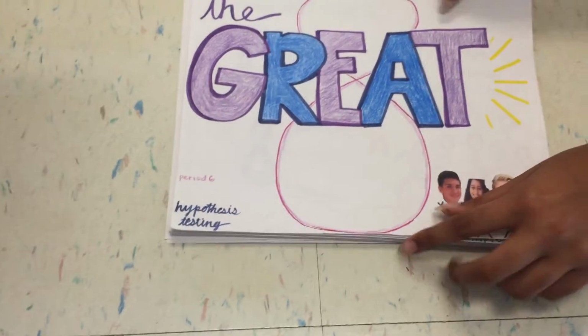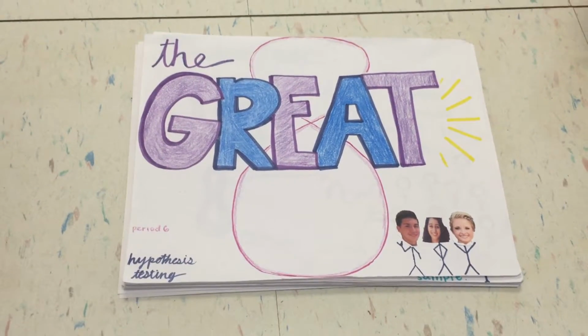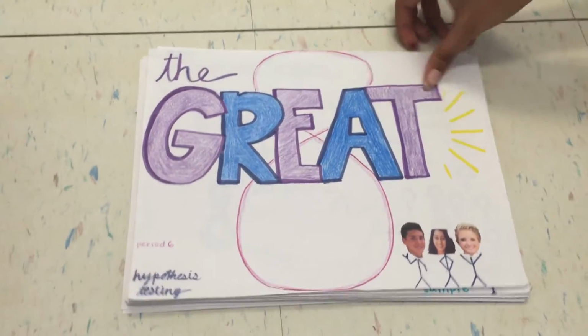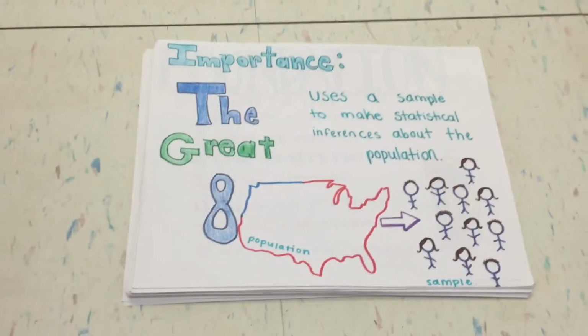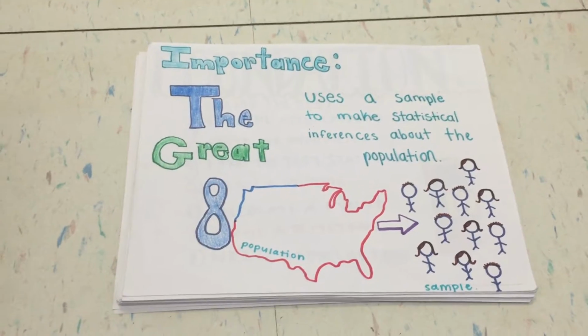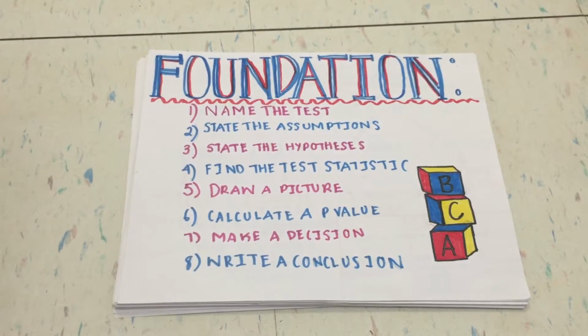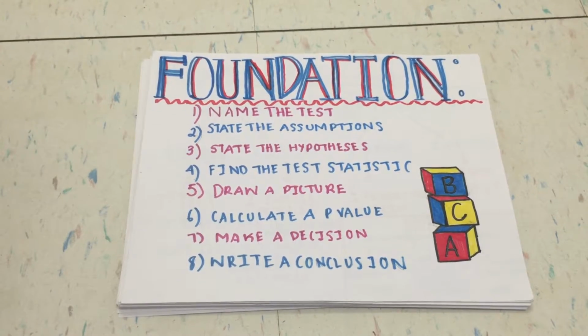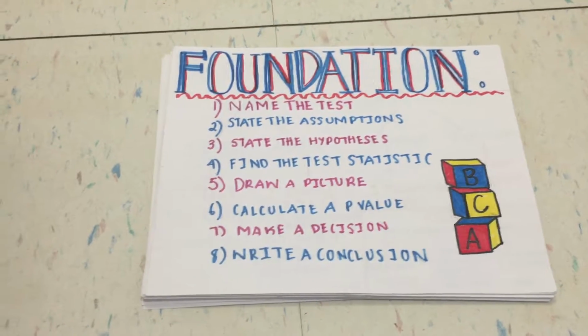Olivia. Today in this paper slide video we will be learning about the Great 8 Steps of Hypothesis Testing. We use the Great 8 Steps of Hypothesis Testing to use data from a sample to make conclusions about the population. The foundation of hypothesis testing is based off of the Great 8 Steps.